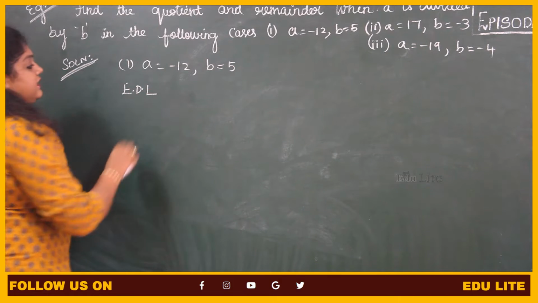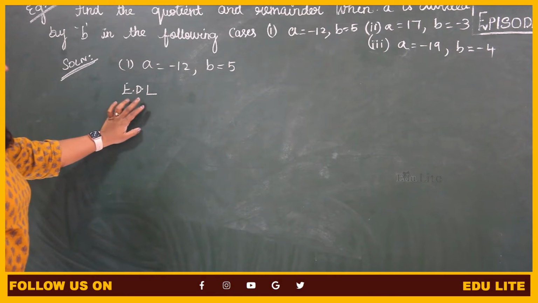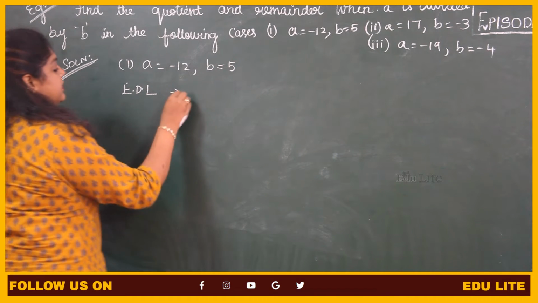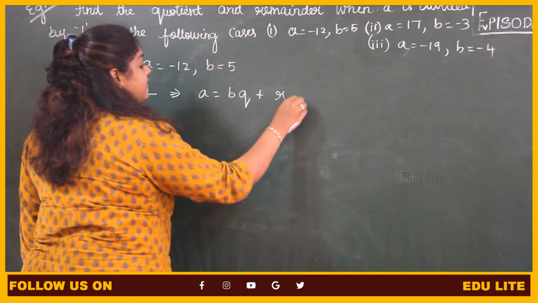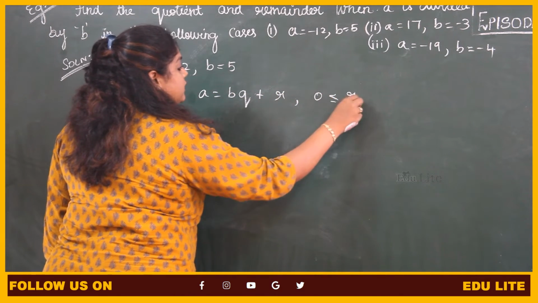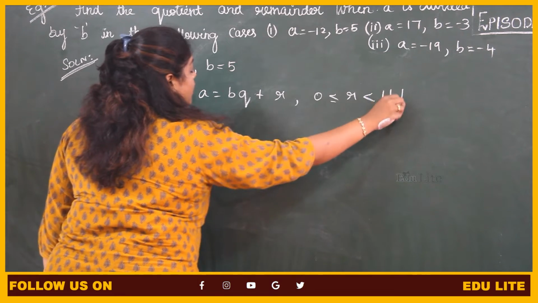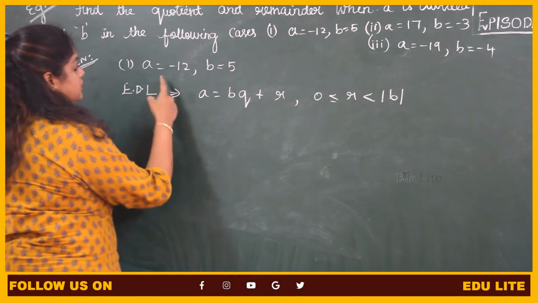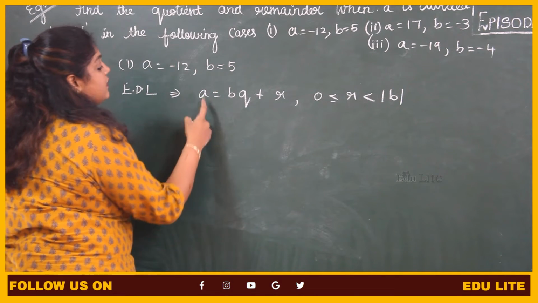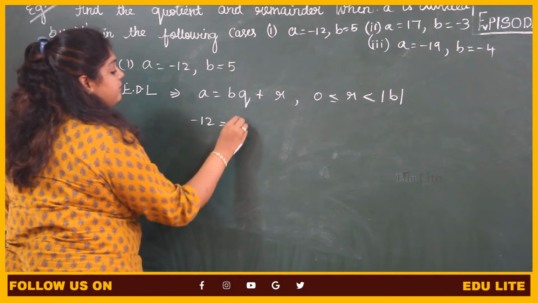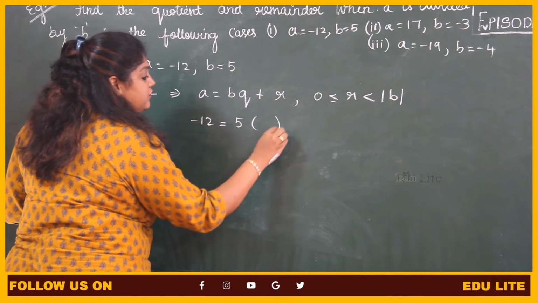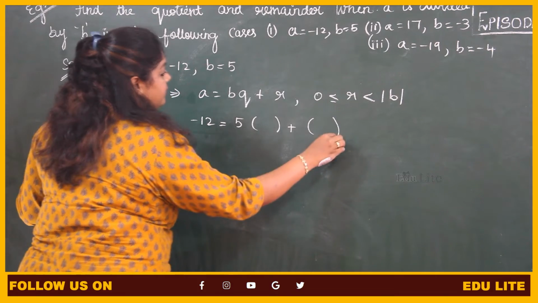I am writing it as an abbreviation, Euclid's division lemma, EDL, which gives us A equals BQ plus R, where R ranges between 0 and mod B. According to the values given in this problem, the value of A is minus 12 and the value of B given is 5. We need to find the quotient and remainder.